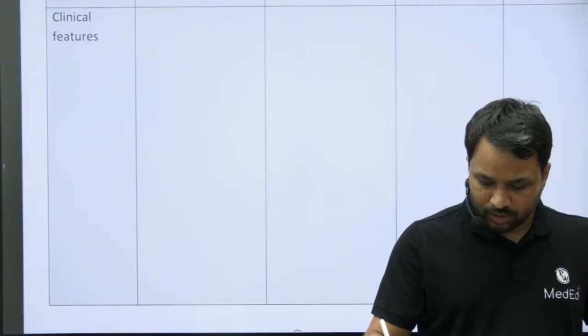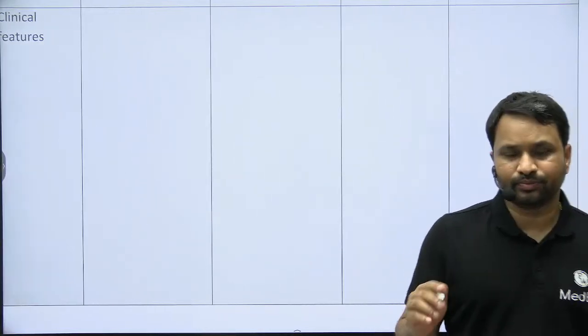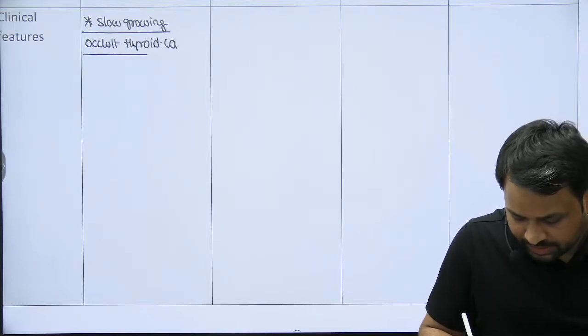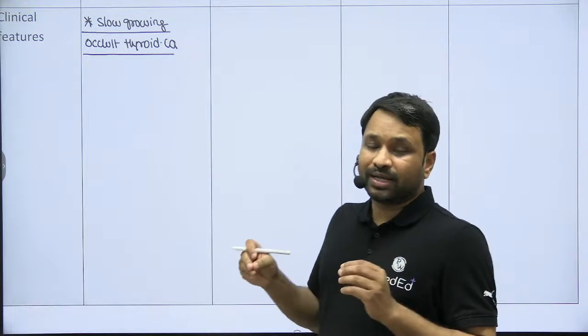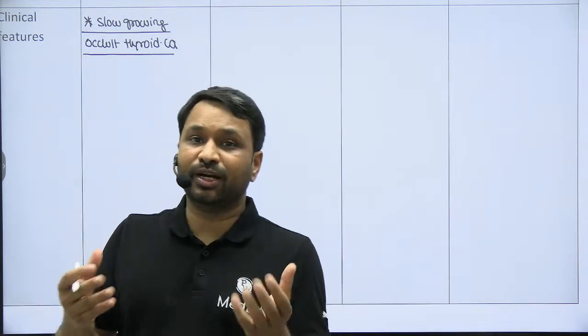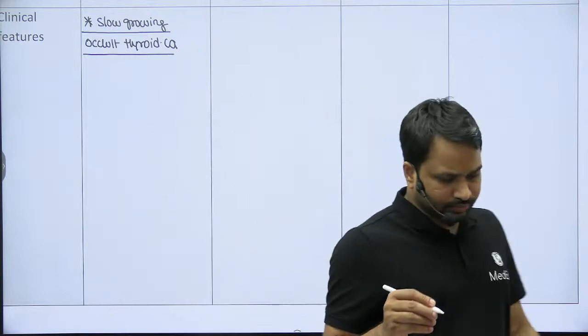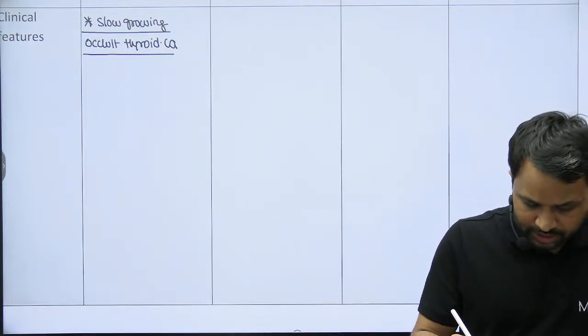When you talk about papillary cancer thyroid, a few important things: they are slow growing. Because they are slow growing, they are also called occult thyroid cancers. That means they're hidden. Why are they called hidden? Because by the time they become evident, they would already have caused lymphatic metastasis as well. So it is a slow growing lesion that you will encounter.